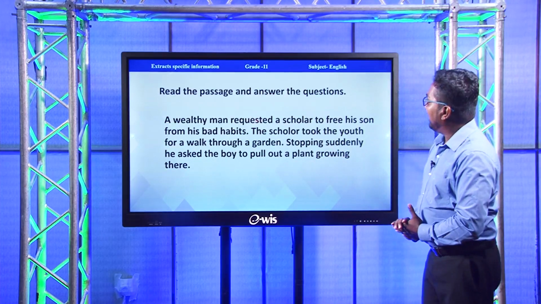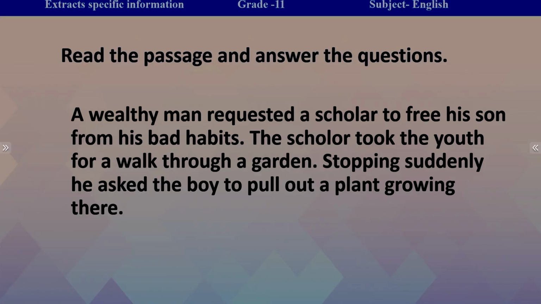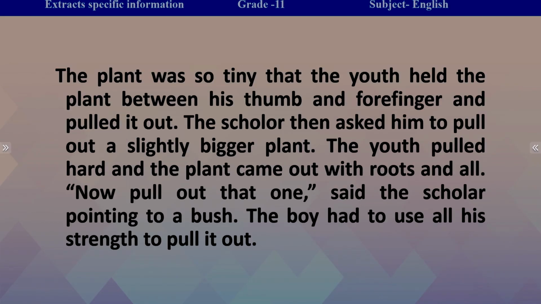Read the passage and answer the questions. A wealthy man requested a scholar to free his son from his bad habits. The scholar took the youth for a walk through a garden. Stopping suddenly, he asked the boy to pull out a plant growing there. The plant was so tiny that the youth held the plant between his thumb and forefinger and pulled it out. The scholar then asked him to pull out a slightly bigger plant. The youth pulled hard and the plant came out with the roots and all.